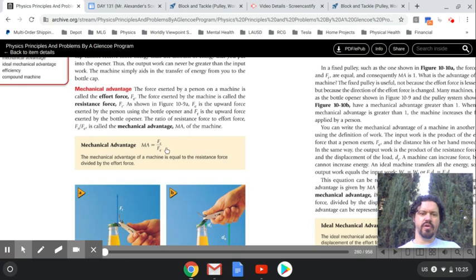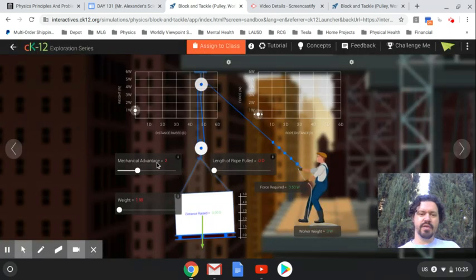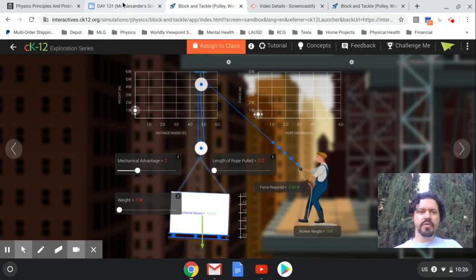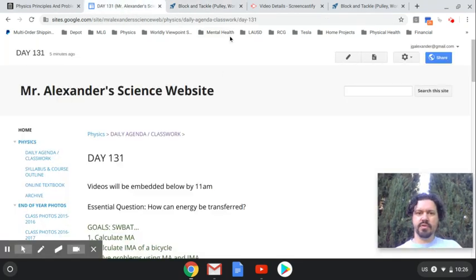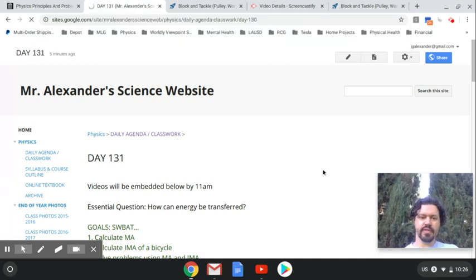All right, so the effort force is half. The resistance force is 1. 1 divided by half is 2. So this gives them a mechanical advantage of 2, and we actually see that. I don't know why it's not loading, but here it is. They calculated the mechanical advantage for us. So that was that part. Let me go back to day 130 here, so we can finish up our review.